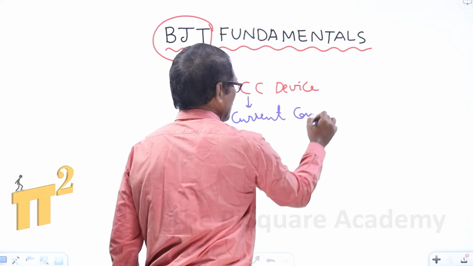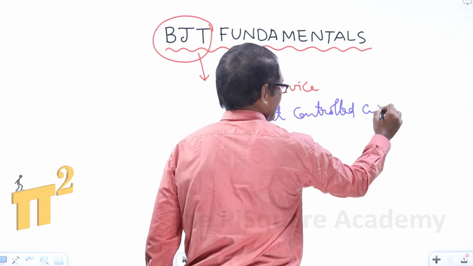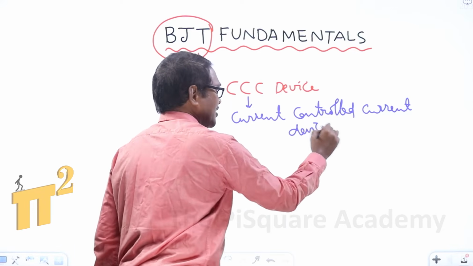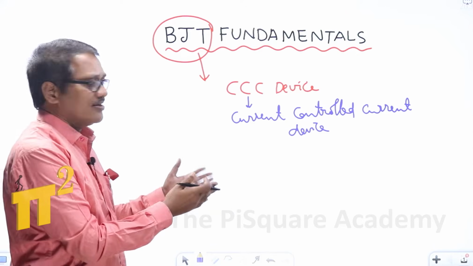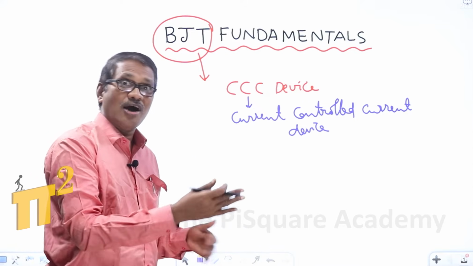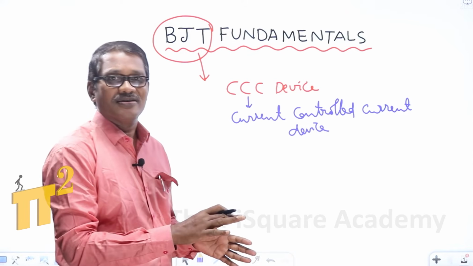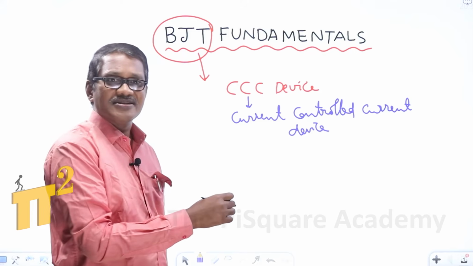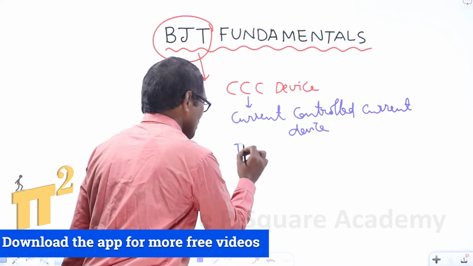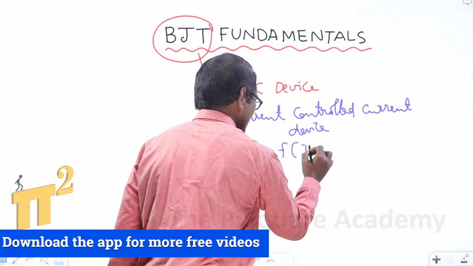Current controlled current device. What does it mean? What is meant by current controlled current device? It means the output current is controlled by the input current. That means the output current is a function of the input current.